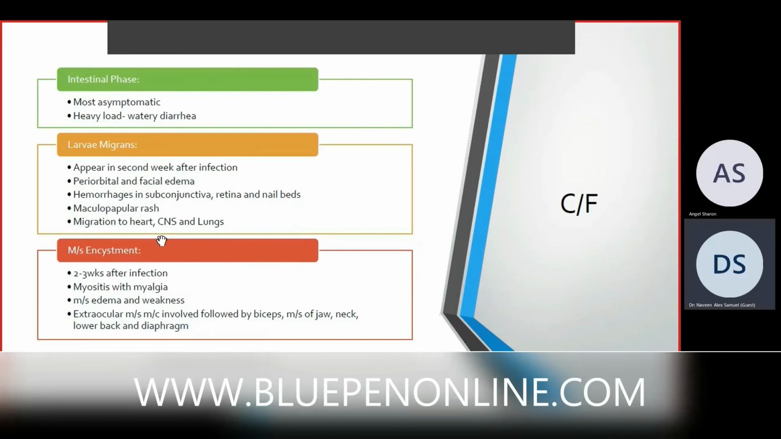When it travels to the eye, there will be periorbital swelling and facial edema. And it might lead to hemorrhage in the subconjunctival area, the retina, and sometimes in the nail beds. There may be maculopapular rashes, like in dengue fever, with petechial hemorrhages and maculopapular rashes. Migration to the heart is visceral larva migrans. It might migrate to the heart, the CNS, or the lungs. Then next is muscle encystment.